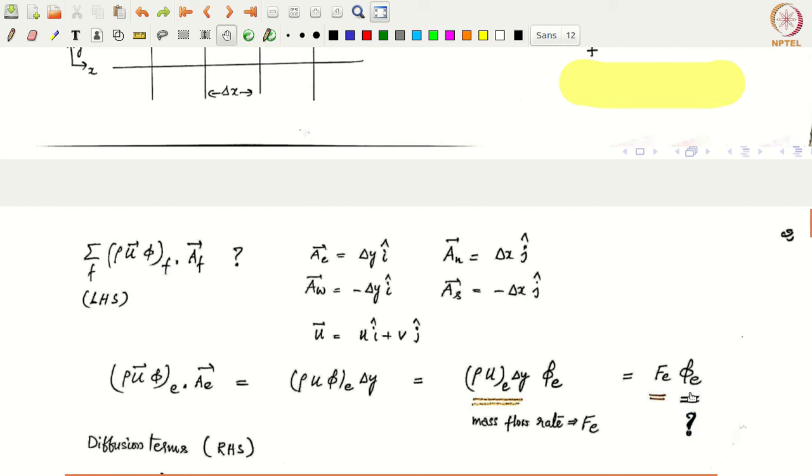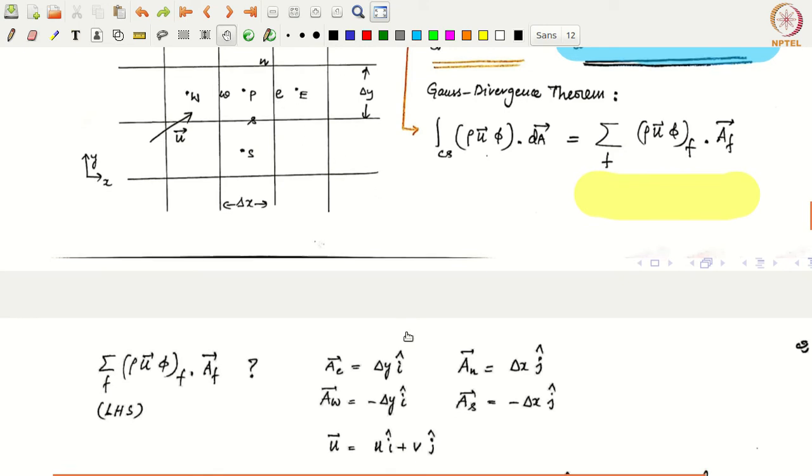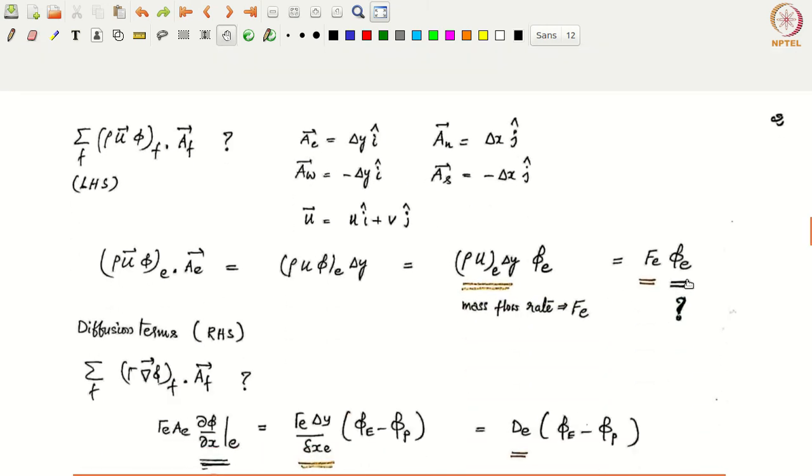But what about phi sub E? Do we know the value of phi sub E? We don't know, because phi is only stored where? It is only stored at the cell centroids, right? It is not stored at the faces. Of course, we can somehow interpolate the value of phi east. That is what needs to be done. So how do we interpolate? Phi east determines the kind of convection scheme we are talking about. So as far as the convection term is concerned, we got one term, that is Fe times phi east.